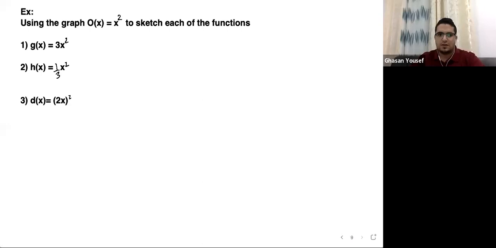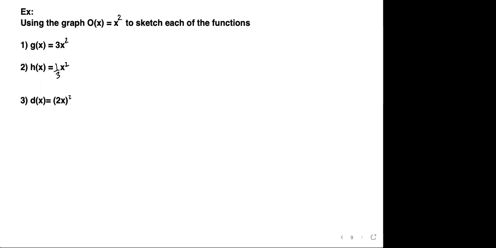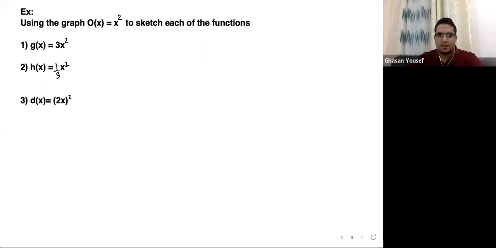Yes, the original function is O of x equal x squared. Now what we should do? What does this mean? So 3 multiplied by x squared. So you can multiply 3 by each side. Yes, exactly. So O of x equal x squared. We have to multiply 3 to both sides. So multiply by 3, multiply by 3. So 3O of x equal 3x squared. Okay. So this is equal g of x.